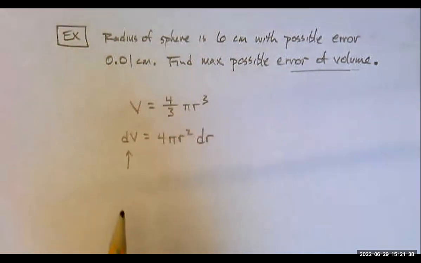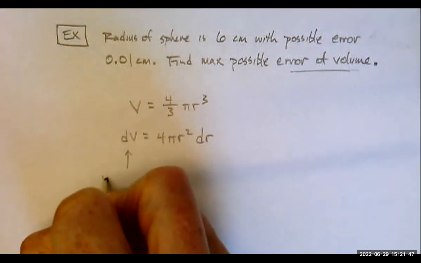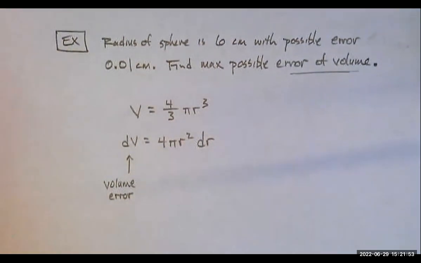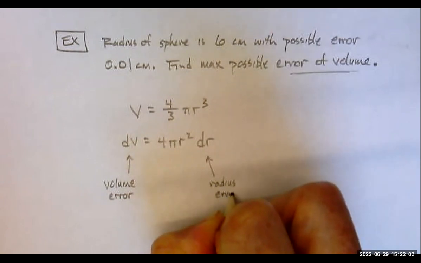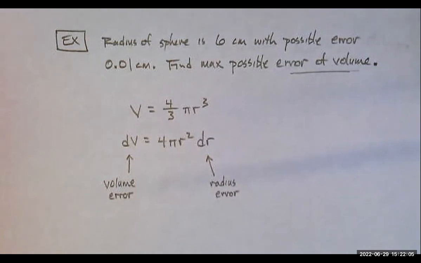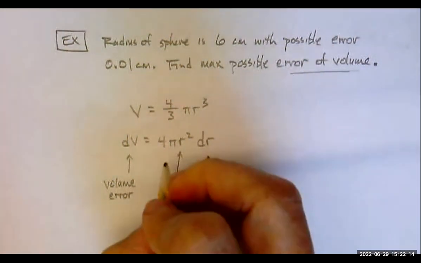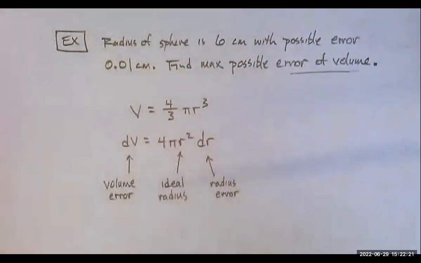dV, that's how much the volume might be off by compared to the ideal. This is the volume error. How much possible error is in the volume? That's simply dV. The same way, dr is our radius error. How much might the radius be off by compared to what it's supposed to be? What is r? Well, I guess you could say it's the radius, but I think it'd be more precise to say this is the ideal radius. What are we aiming for?